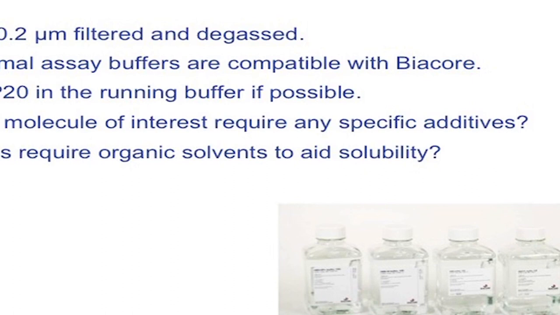The running buffer or sample buffer is a very important area that we need to understand a little bit here. Buffers have to be filtered and thoroughly degassed. Many of the machines have a degasser and a filter available in the system, but we can also filter and degas them prior to experimentation. All buffers are compatible with SPR systems, and it is sometimes very important to add a detergent to make sure there is very little non-specific binding. The detergents most used in running buffer to prevent non-specific binding are polysorbate 20, Tween, and SDS. These molecules are added to buffers as they are prepared.